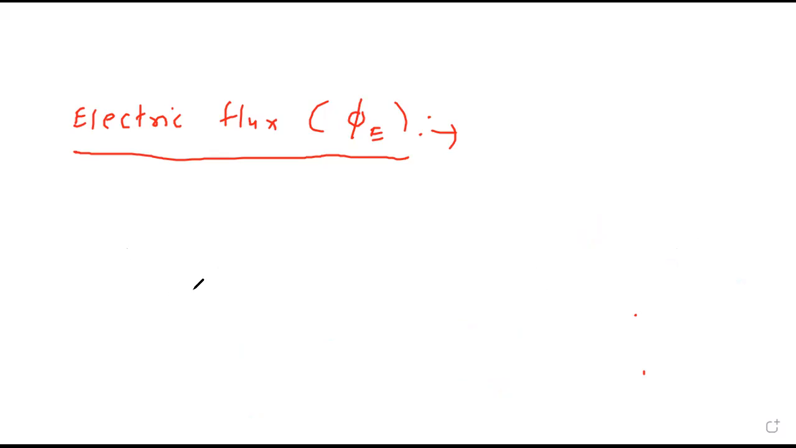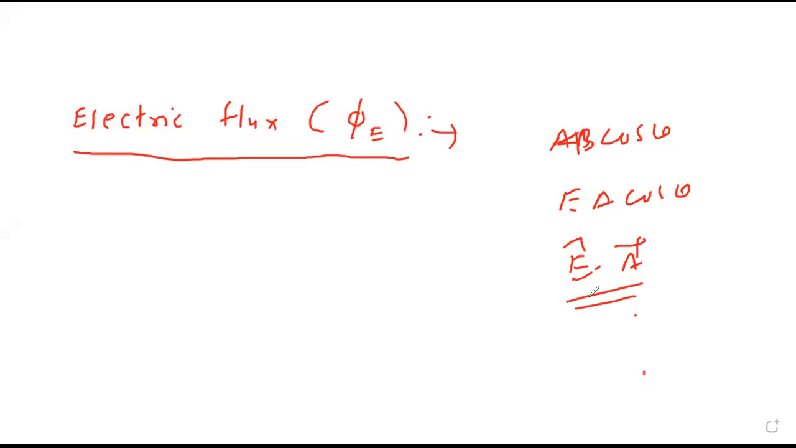What is AB cos theta called as? Dot product or cross product? Dot product. So what will be EA cos theta? Dot product or cross product? Dot product. Yes, sir. Dot product.